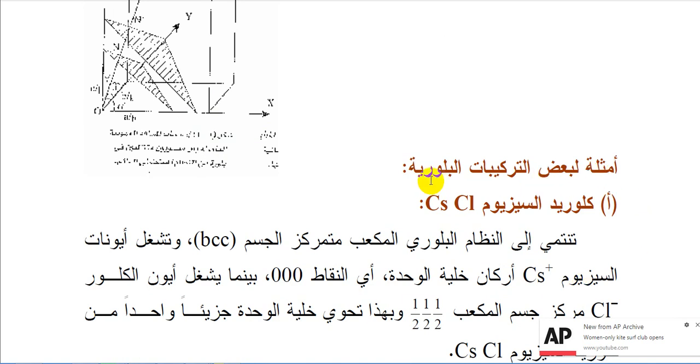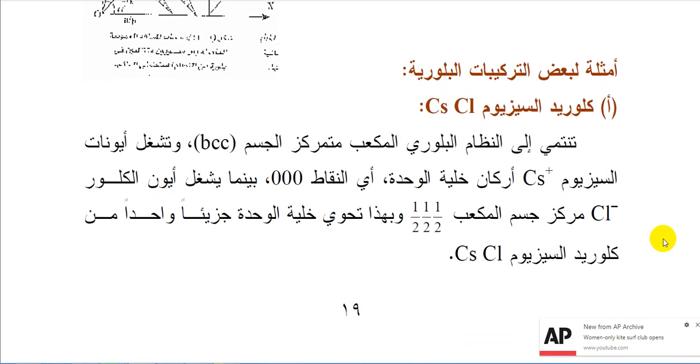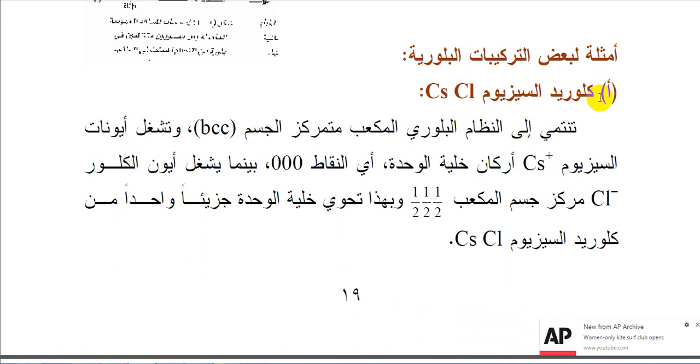Here are examples of crystal conformations. Cesium chloride, CsCl, features the body-centered cubic crystal lattice structure, as the cesium Cs+ positive ions occupy the corners of the unit cell, meaning the points 0 0 0, while the chloride ion Cl- occupies the center of the cubic cell, 1/2, 1/2, 1/2.